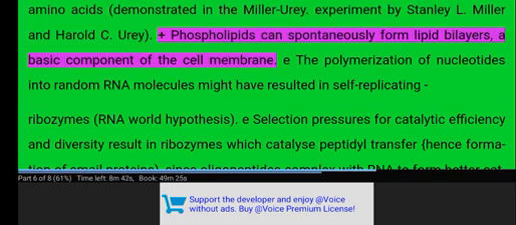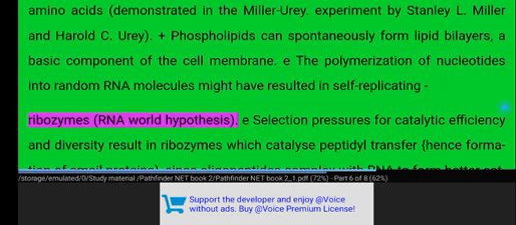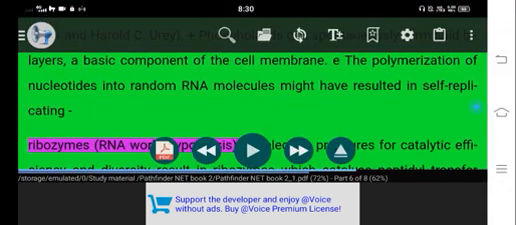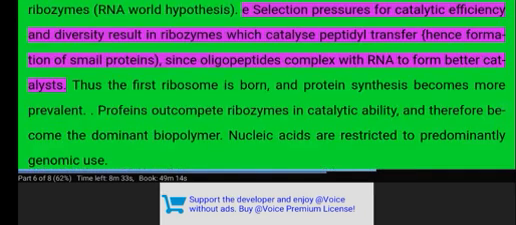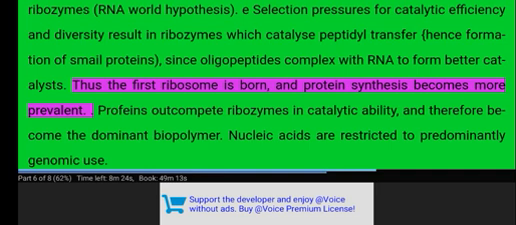Phospholipids can spontaneously form lipid bilayers, a basic component of the cell membrane. The polymerization of nucleotides into random RNA molecules might have resulted in self-replicating ribozymes, the RNA world hypothesis. Selection pressures for catalytic efficiency and diversity result in ribozymes which catalyze peptidyl transfer, hence formation of small proteins, since oligopeptides complex with RNA to form better catalysts. Thus the first ribosome is born, and protein synthesis becomes more prevalent. Proteins outcompete ribozymes in catalytic ability, and therefore become the dominant biopolymer. Nucleic acids are restricted to predominantly genomic use.